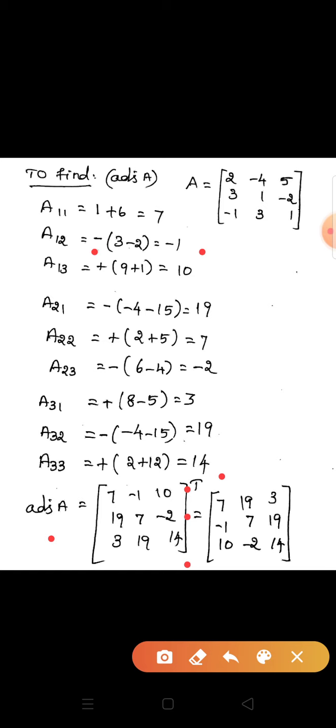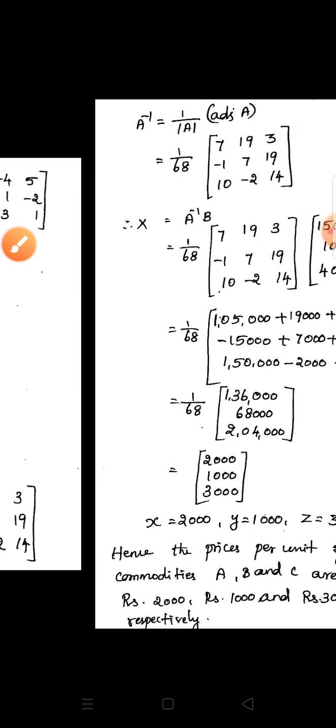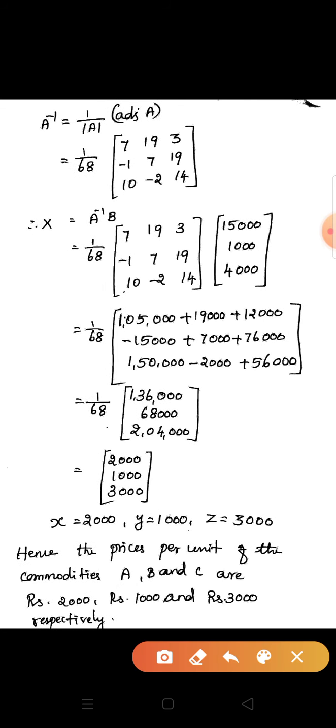The transpose of it: the first row we write as the first column, the second row as the second column, the third row as the third column. So adjoint A is finished. Now we substitute A inverse equal to 1 by determinant A into adjoint A. 1 by determinant A is equal to 1 by 68 into adjoint A.